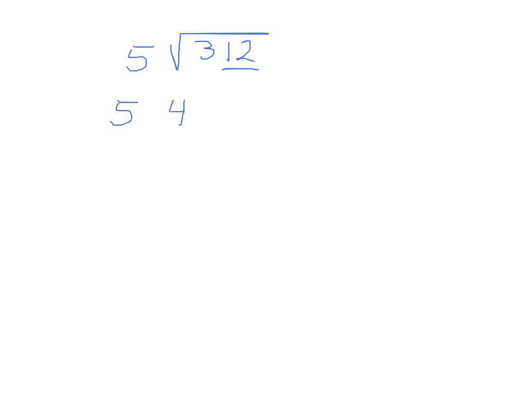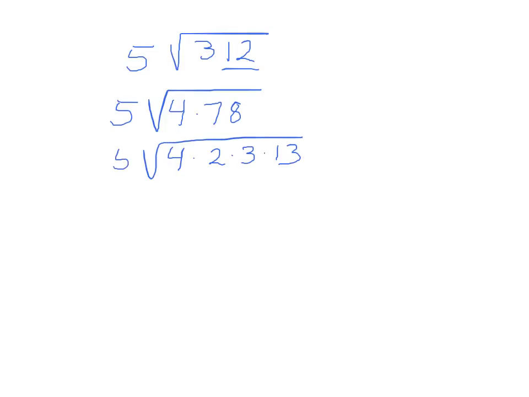312, 4 goes into that 78 times, I think that's right. I'm just kind of guessing here. Now what about 78? 78 is divisible by 2, and that is 39. So that is 4 times 2 times 39. 39 is 3 times 13. Okay, well the only square factor in there is 4.